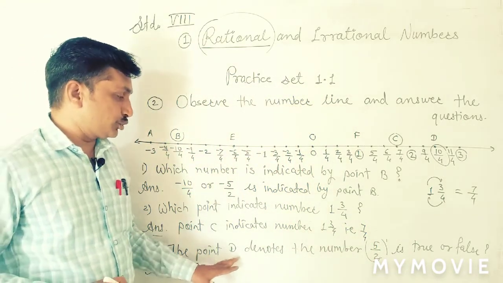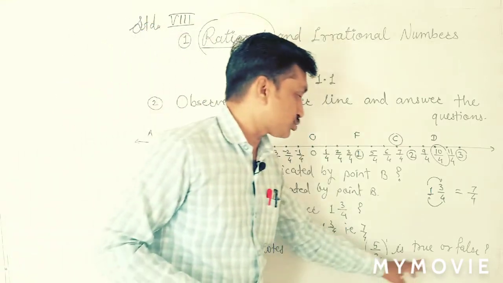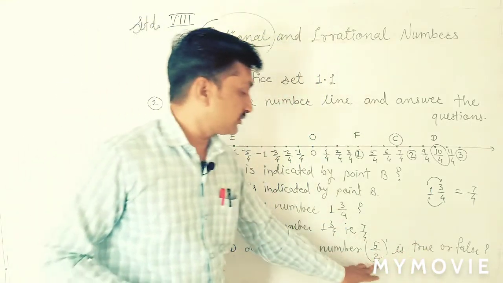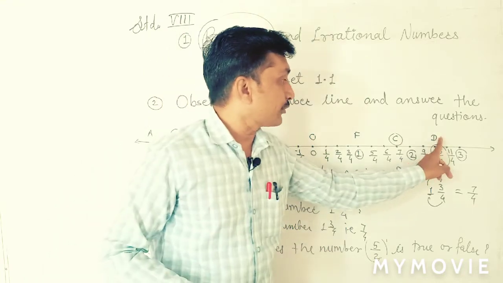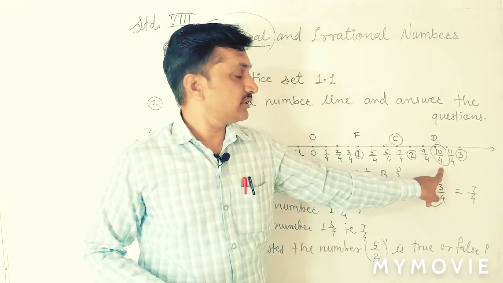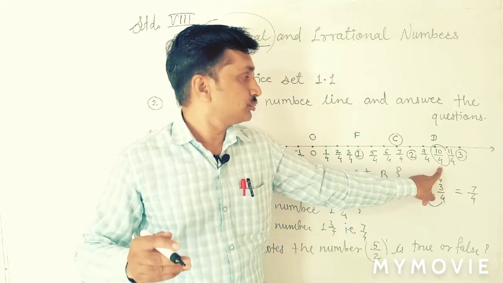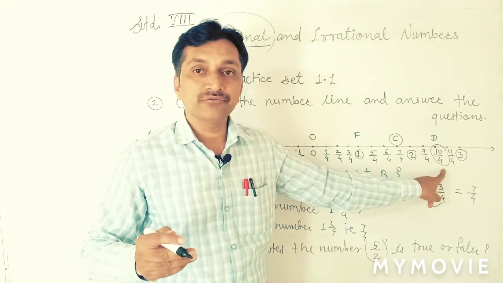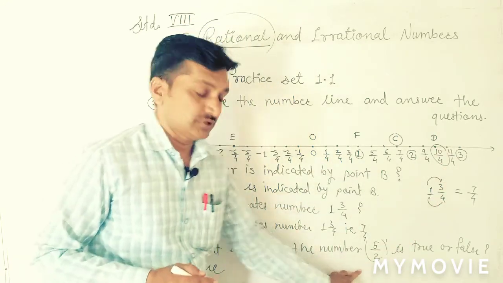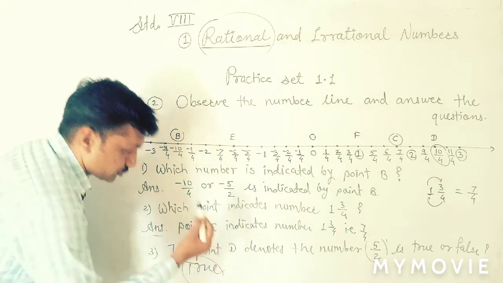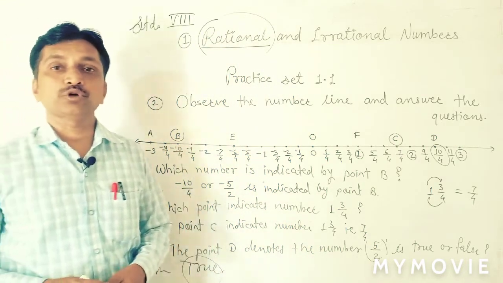Point D denotes the number 5/2, true or false. Point D denotes 5/2. Where is point D? Point D is here. What is the number here? 7/4. If you reduce by 2, then which number do we get by reducing? 5/2. It means it is true. That's why our answer here is true. This is the second question of the practice set.